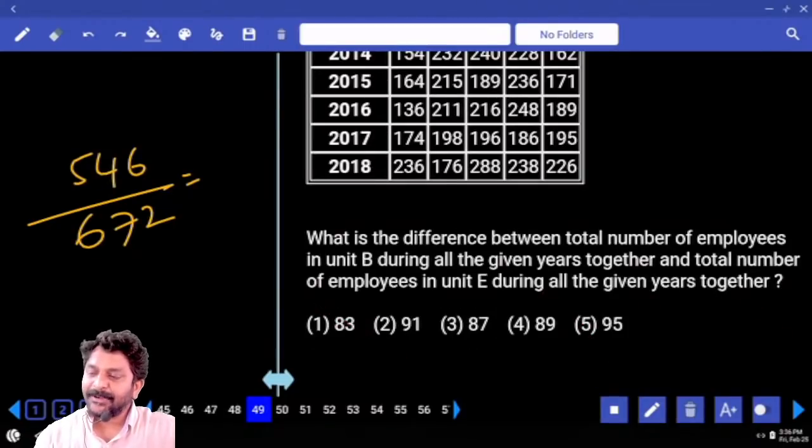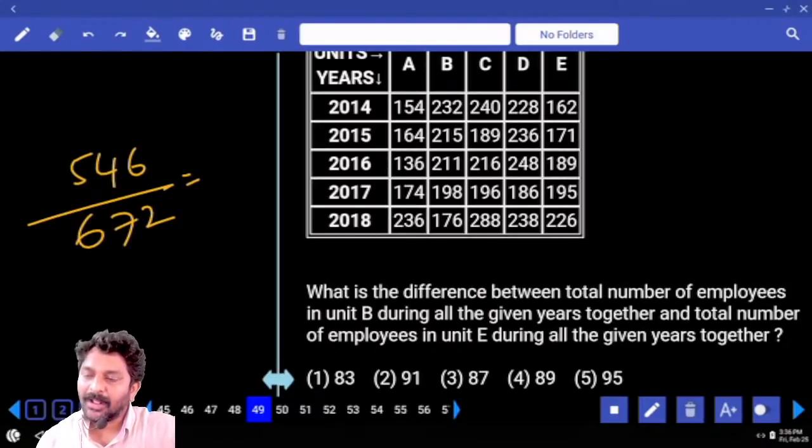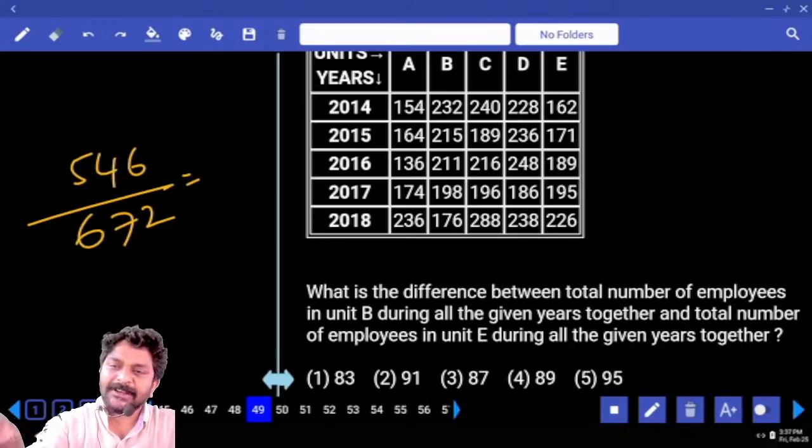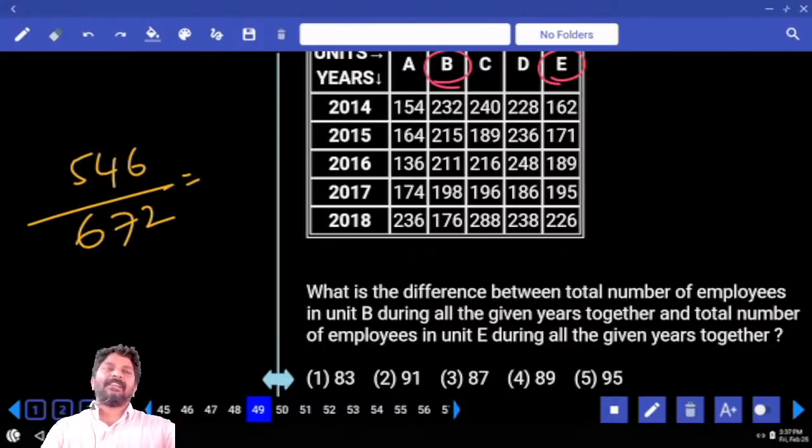What is the difference between the total number of employees in Unit B during all the given years together and the total number of employees in Unit E during all the given years together? Right. We were just asked to calculate the difference, correct? So what I'll do is observe B values and then E values. When you look at your options, all the options end with a different number, correct? So can we use last digit verification?